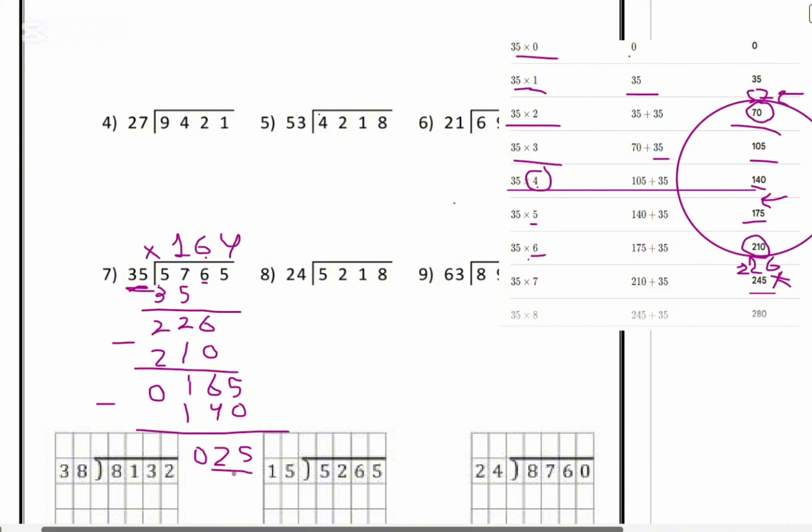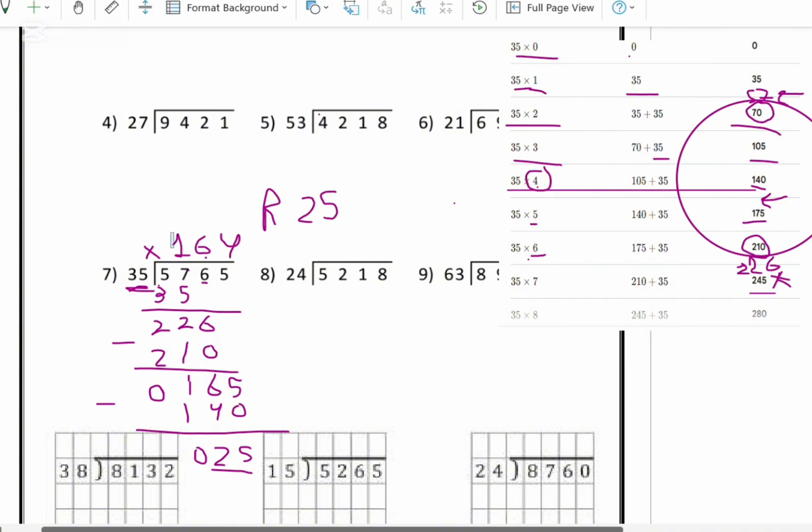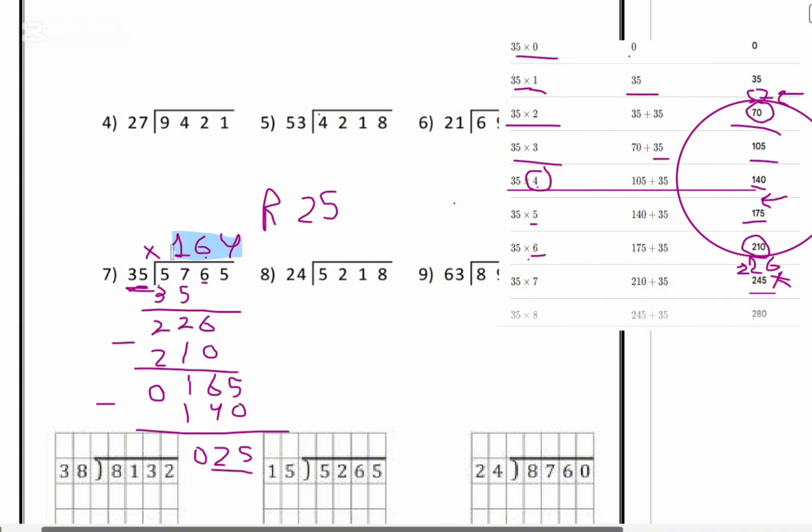Now, what do you think about this number? Is it greater or less or equal to the divisor? Actually, it is less. So that means this number is called a remainder. So your remainder is going to be 25, and your quotient is 164. And don't forget, if you want to check your answers, guys, in long division equations, you just multiply the quotient by the divisor, and then you add the remainder. Of course, you have to get that dividend, which is 5,765.